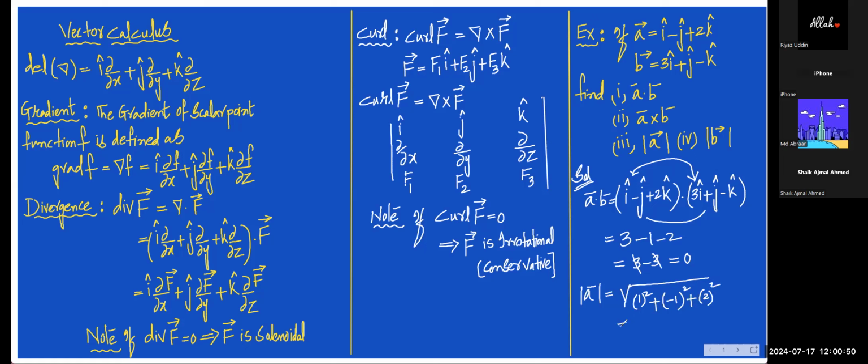This is under the root of 1 plus 1 plus 4, that is root 6. This is the magnitude of A. The third bit also we have done. Now in the next page I'll go for A cross B. Then I'll find out the magnitude of B also.